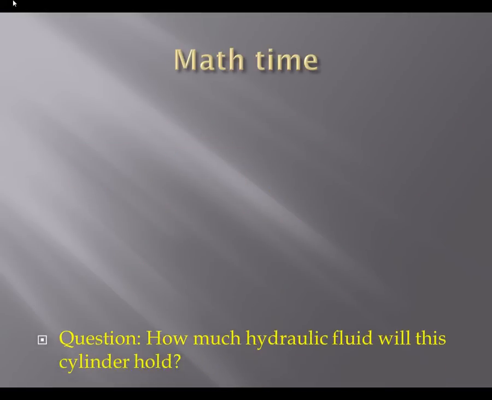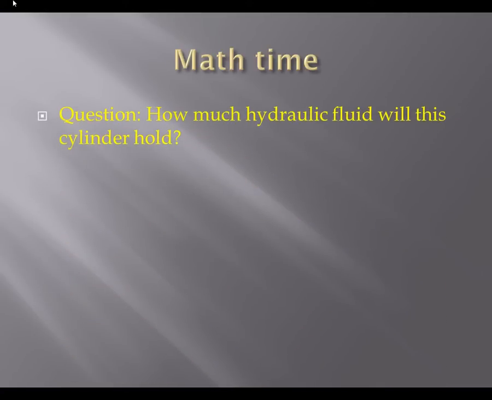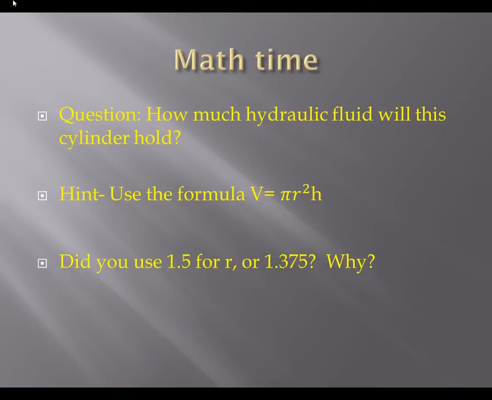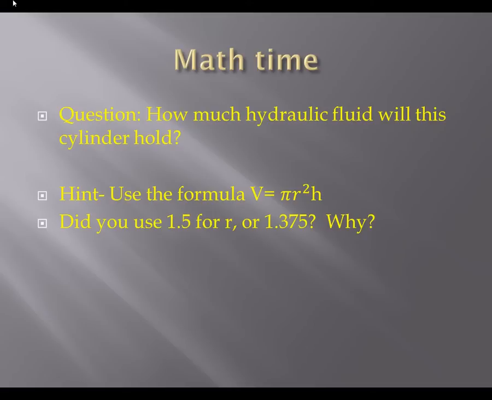And now, time for some math. The question is, how much hydraulic fluid will this cylinder hold? If you need a hint, try using the formula volume equals pi r squared h. Now, did you use 1.5 for r, or did you use 1.375? Why? Okay, so what did you use for h?